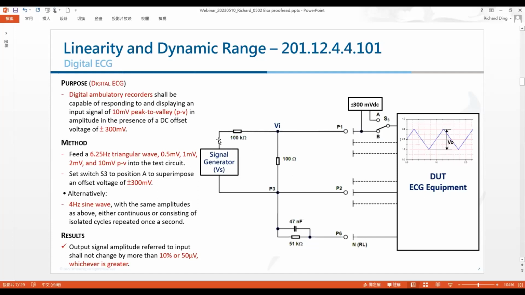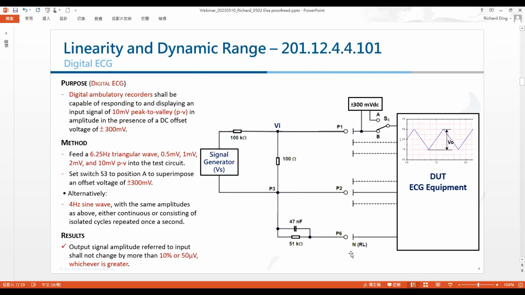So the signal positive terminal connects P1 to the electrode under test, and the negative terminal connects to the other electrodes. This connection is a differential input connection. So P1 compared with P2, for example, if you generate 1 millivolt, P1 compared to P2 is a 1 millivolt input.